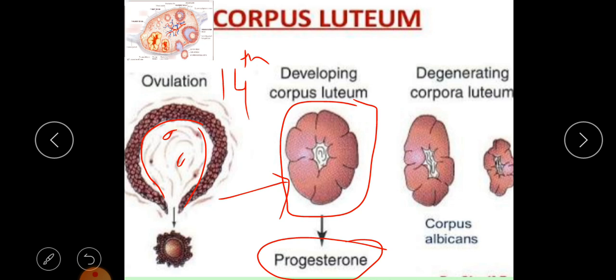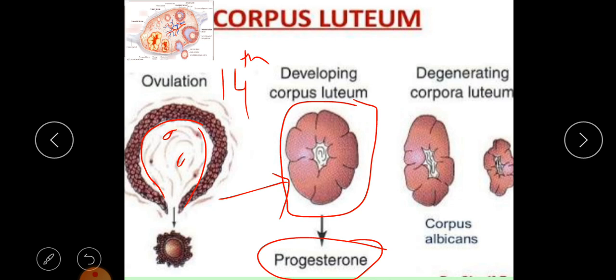Later, after the ovulation, it forms the corpus luteum, and the corpus luteum is going to secrete the progesterone hormone. It acts like a temporary endocrine gland because it is secreting the progesterone hormone. So if fertilization takes place, this is going to persist.